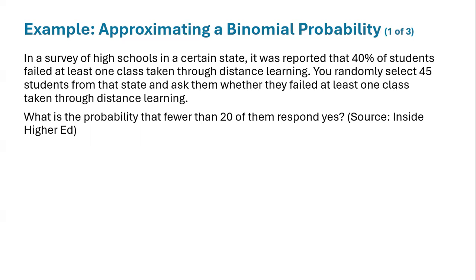Okay, so right now, you know that the number of trials n is 45. The probability of success is 0.40. And q is 1 minus p, which is 0.60. Now it says, what is the probability that fewer than 20 of them say yes? Fewer than 20 means less than 20. You want to find the probability when x is less than 20.